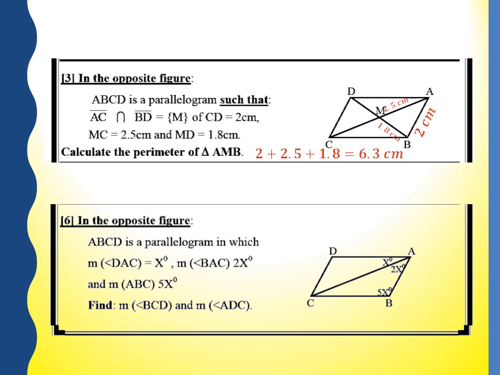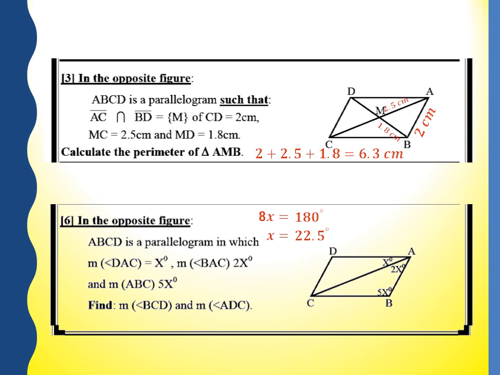Let's add these angles in terms of x. 5x plus 2x plus x equals 8x. Then the sum of the two consecutive angles A and B equals 8x. Then 8x equals 180 degrees. If we solve this equation, we can find the value of x to be 22.5 degrees.